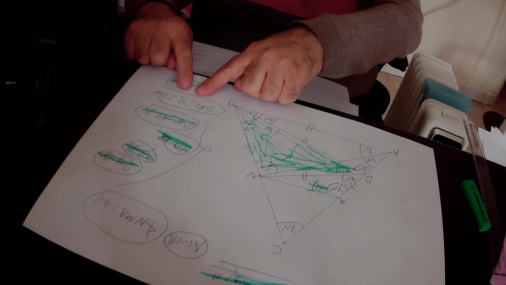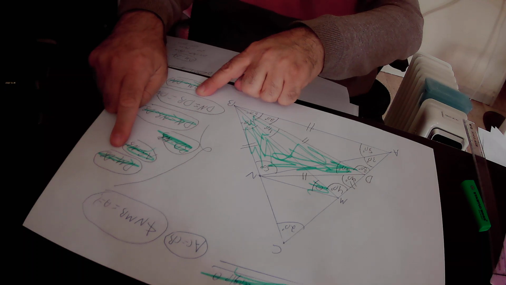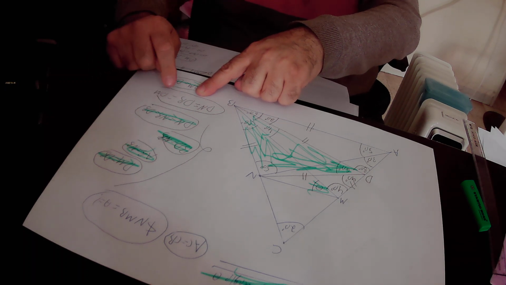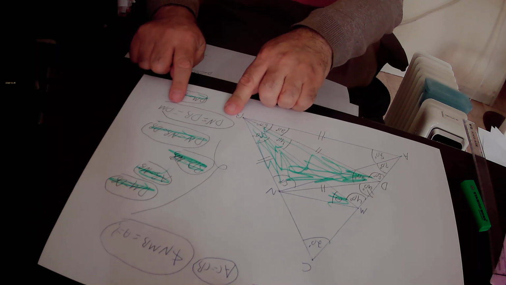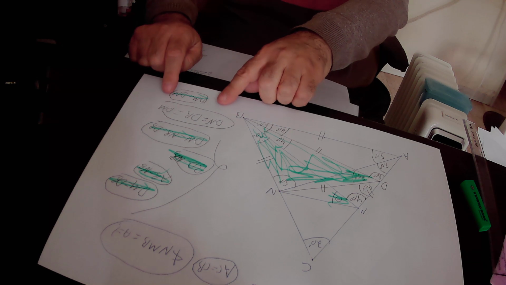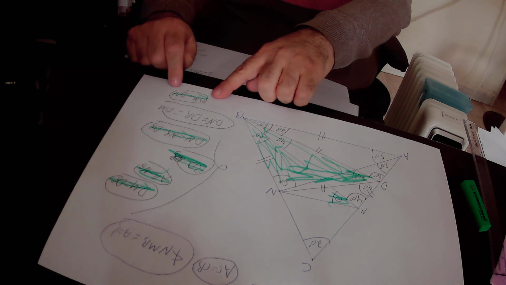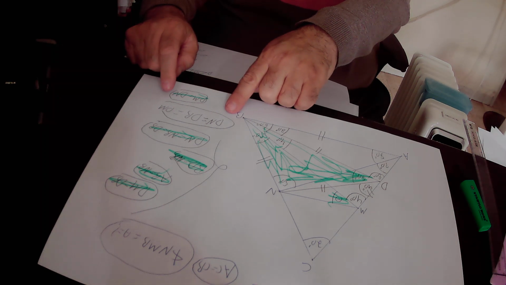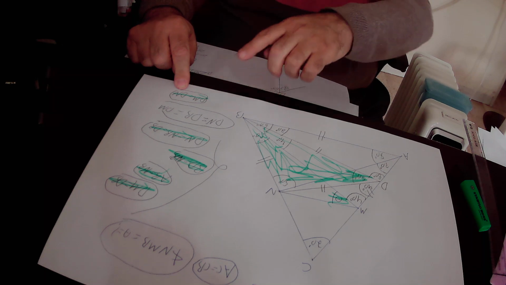But from the other side, BD also equals DN. Here, BD equals DN. So from this equation, ND equals DB equals DM, we will derive that DN equals DM. Okay, DM equals DN.